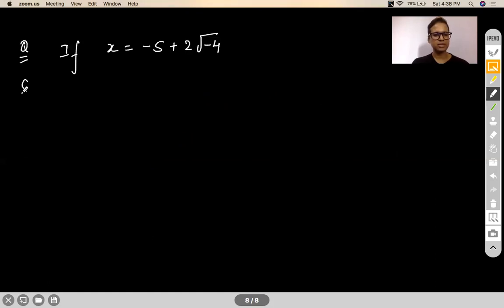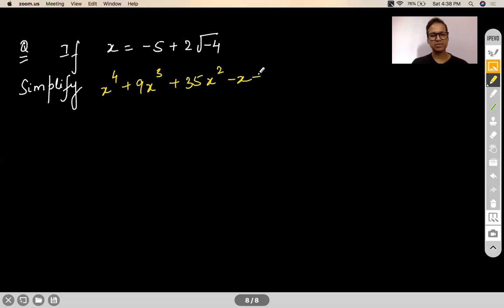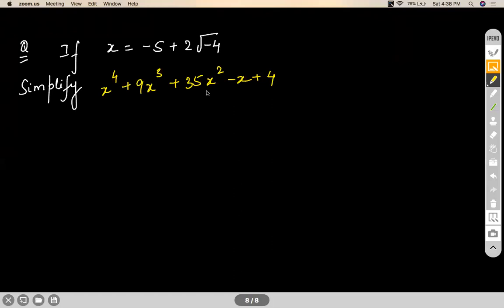All right. So next question that I have for you is, if x is equal to minus 5 plus 2 root minus 4, simplify x to the power 4, 9x cubed plus 35x squared minus x plus 4. Simplify means write it in a simpler format, or I can say write it as some a plus ib.